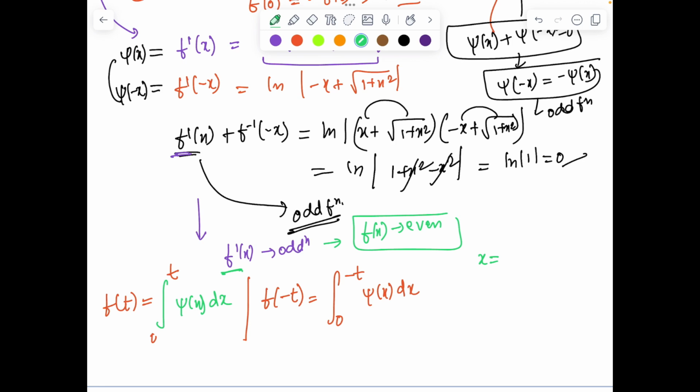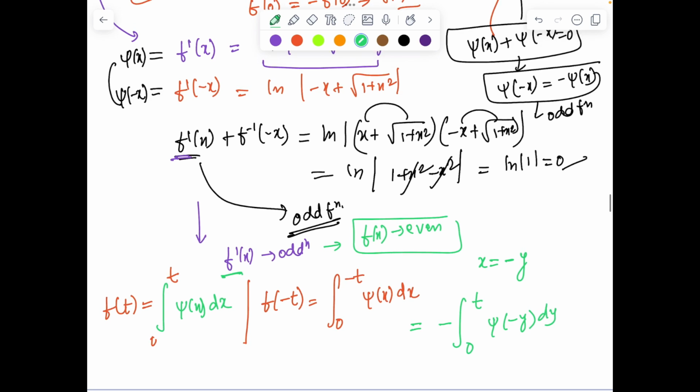So if I make x as some minus y, that will give me integral 0 to t psi of minus y dy minus of that, and this quantity, since psi is odd, so the minus will come out, so I'll get 0 to t psi of y dy, and that is precisely the same as 0 to t psi of x dx.